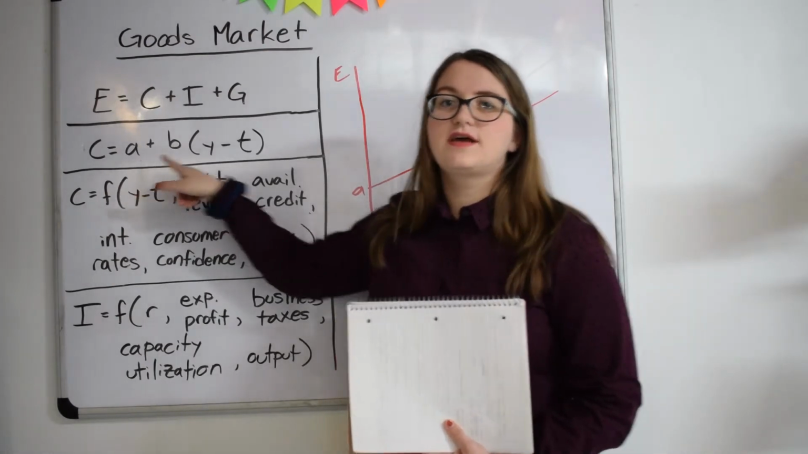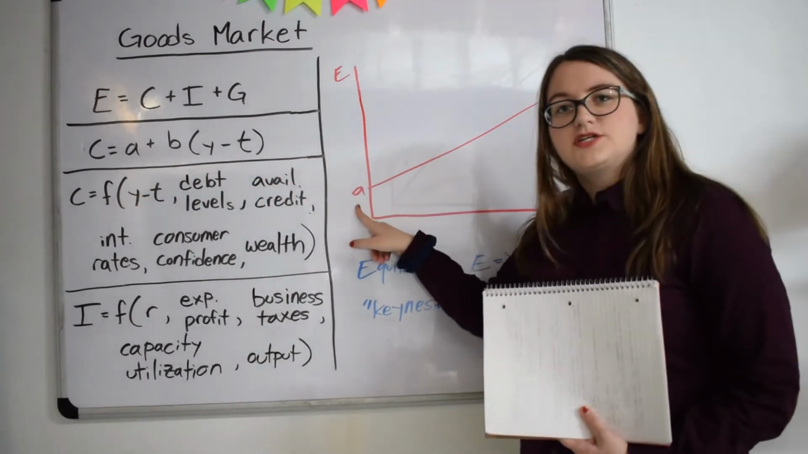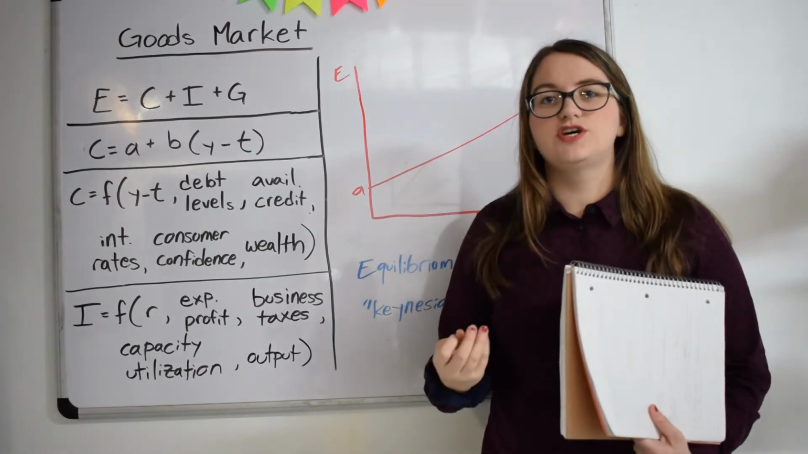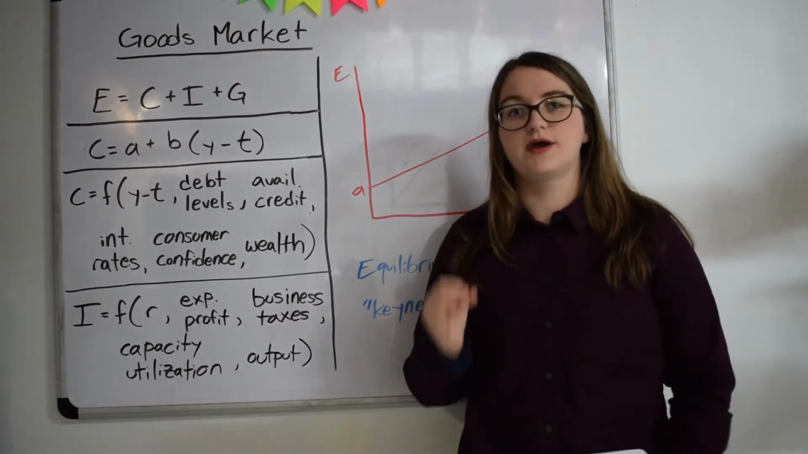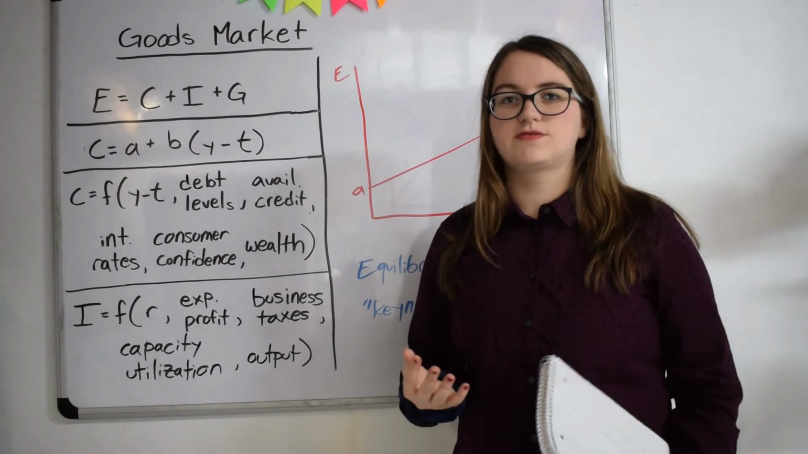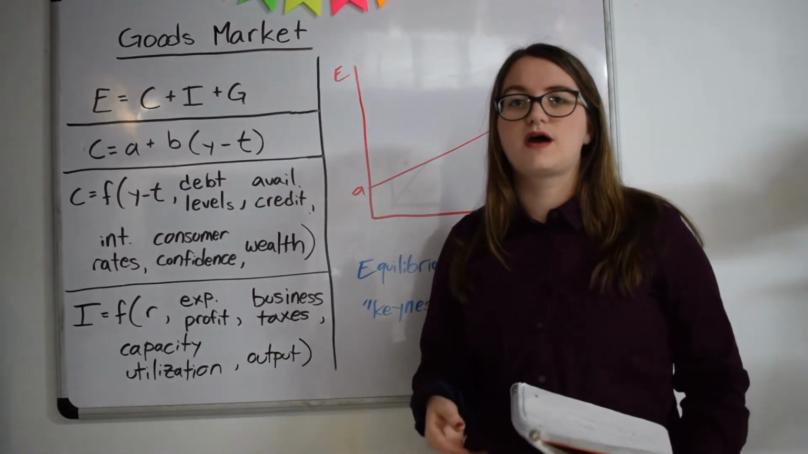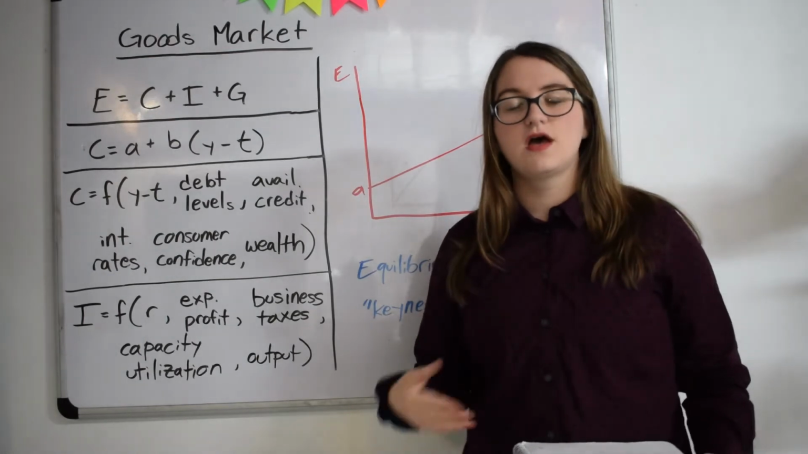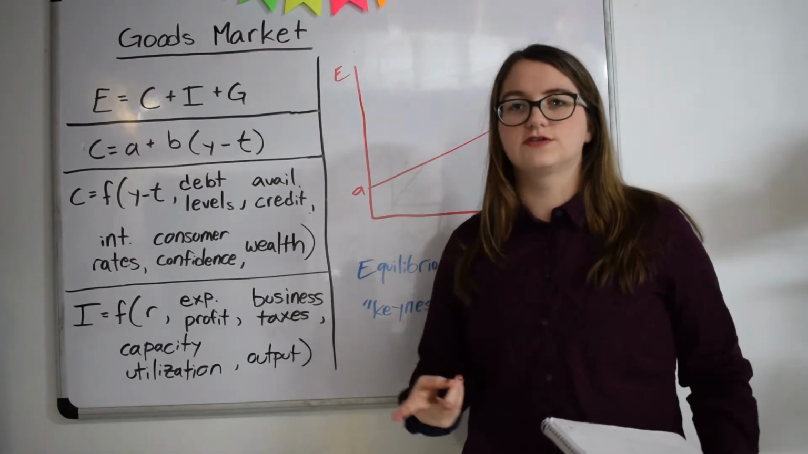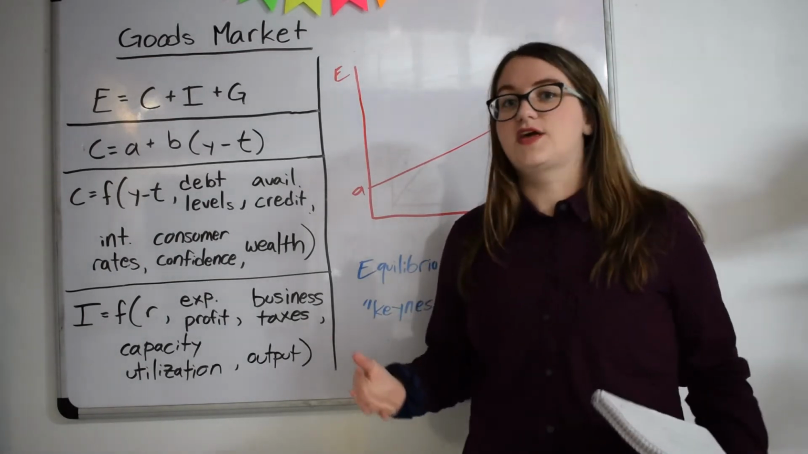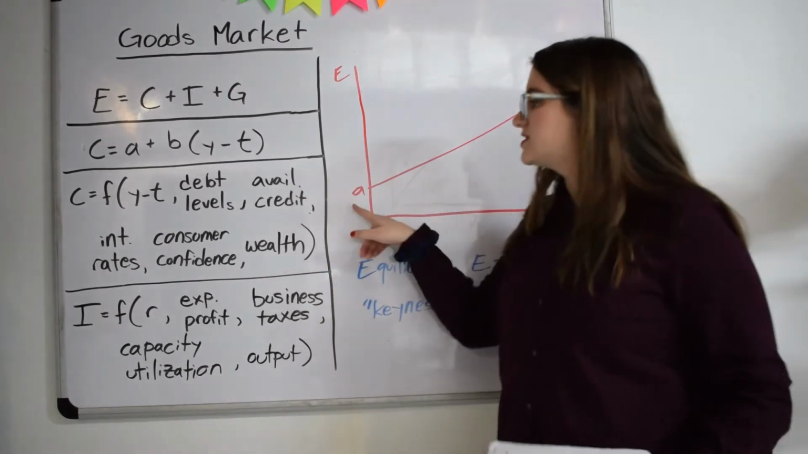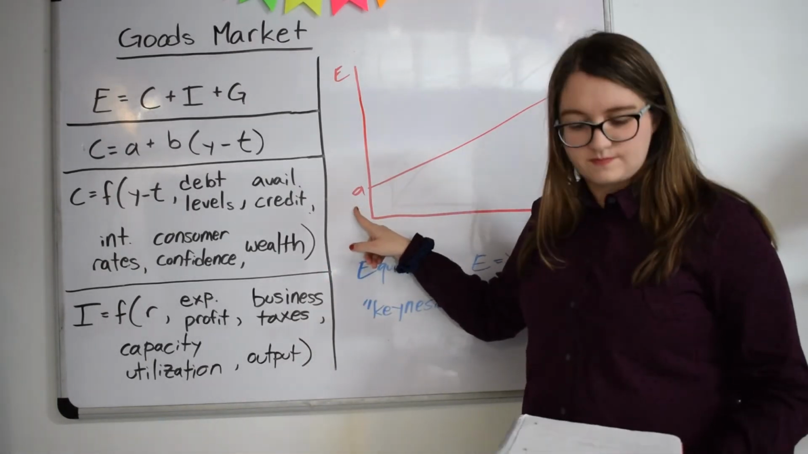It's basically how much a person needs to consume even if they have zero income. Remember we talked about this when we were talking about the classical model, and I brought up Maslow's hierarchy of needs. A person needs food, shelter, and water even if they don't have any income. So this is autonomous consumption.